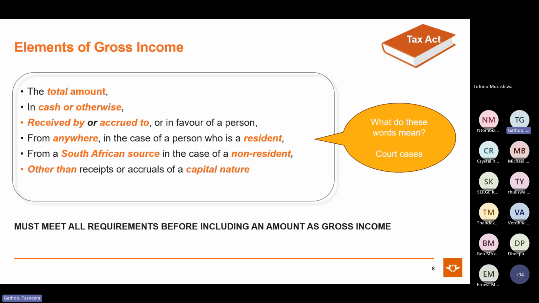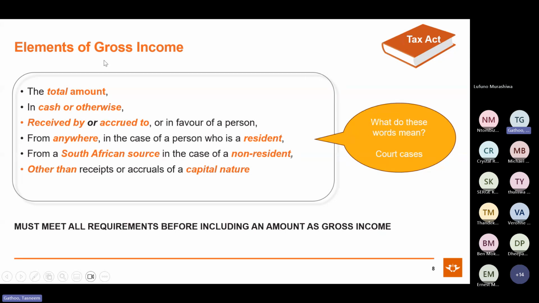If it's for a resident, it's from anywhere. If it's for a non-resident, it's only those receipts or accruals that are from a South African source and other than receipts or accruals of a capital nature. Again, in order for an amount to be included in gross income, it needs to meet all of these criteria.